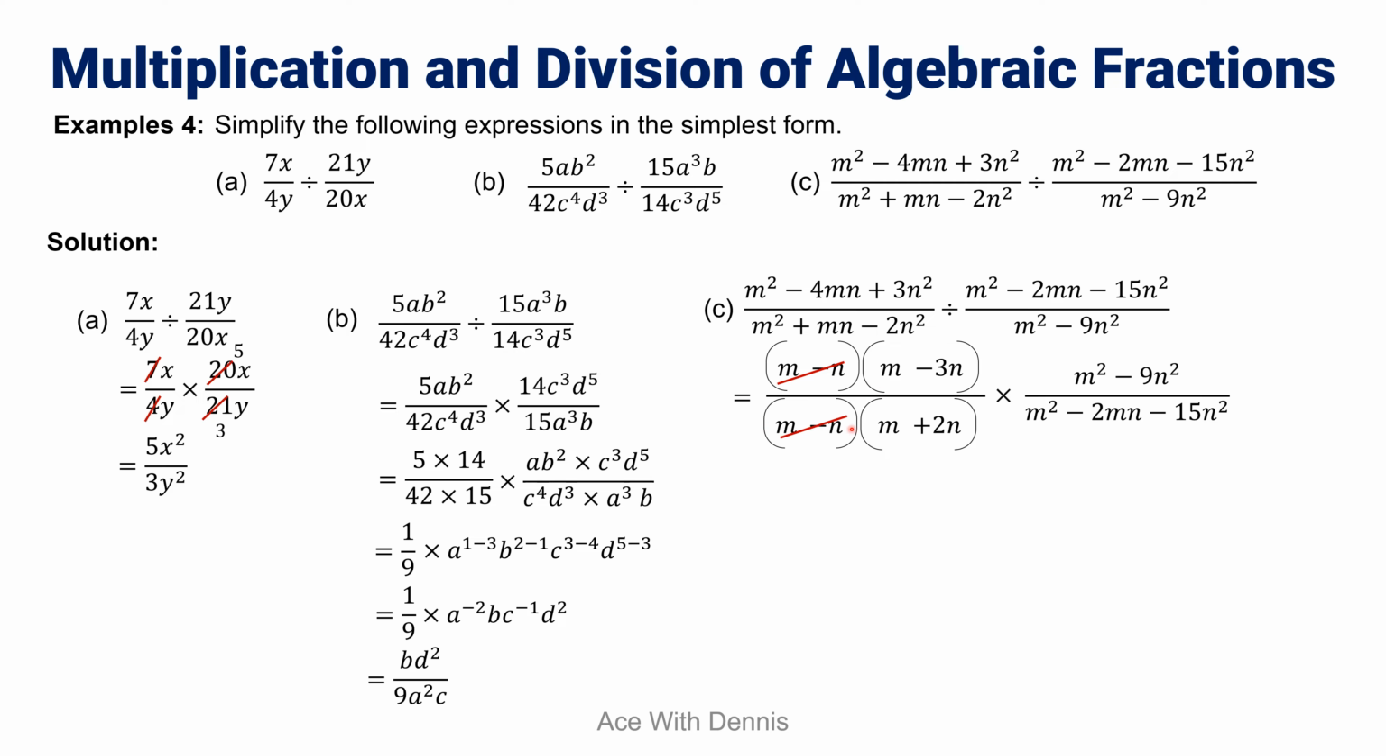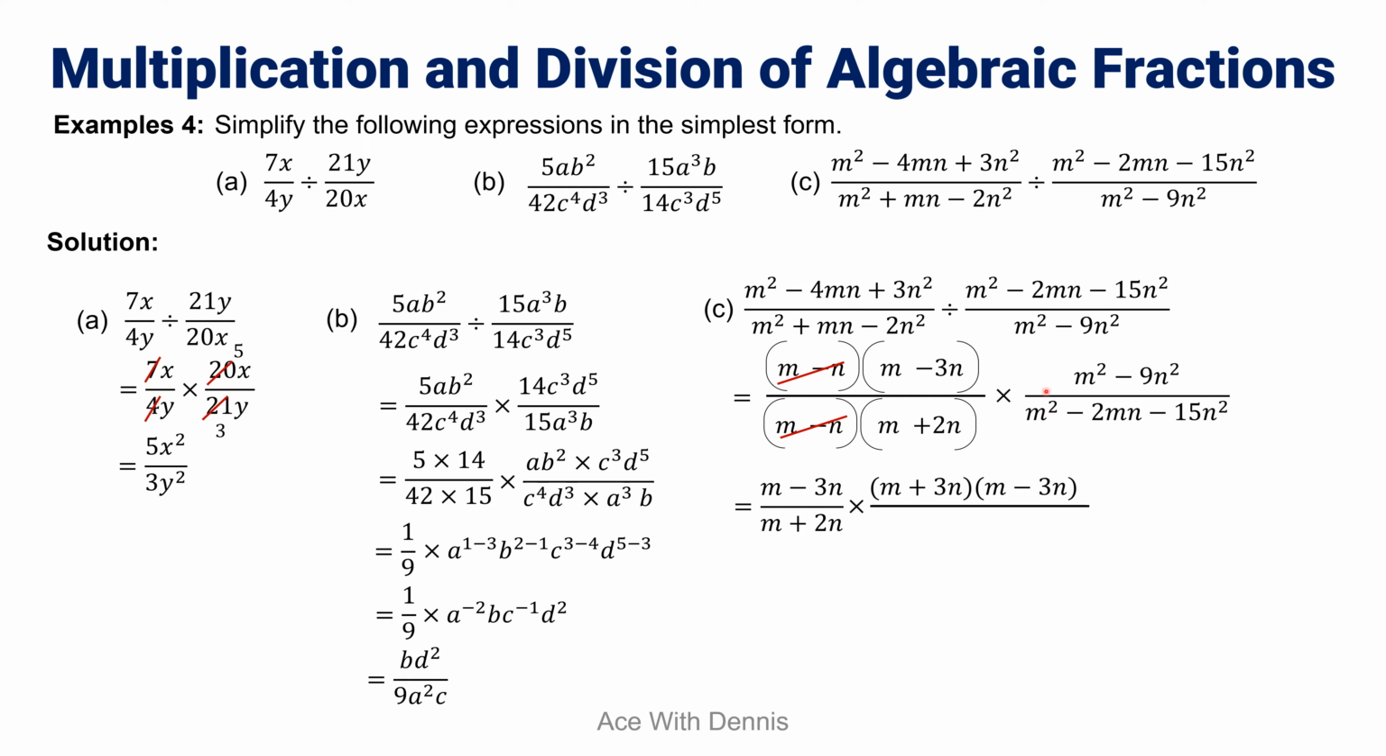Look at the first fraction here. We can cancel the m minus n, so we are only left with m minus 3n over m plus 2n. Then multiply by, we'll start to factorize this fraction. m squared minus 9n squared is a squared minus b squared form. It becomes m plus 3n times m minus 3n.